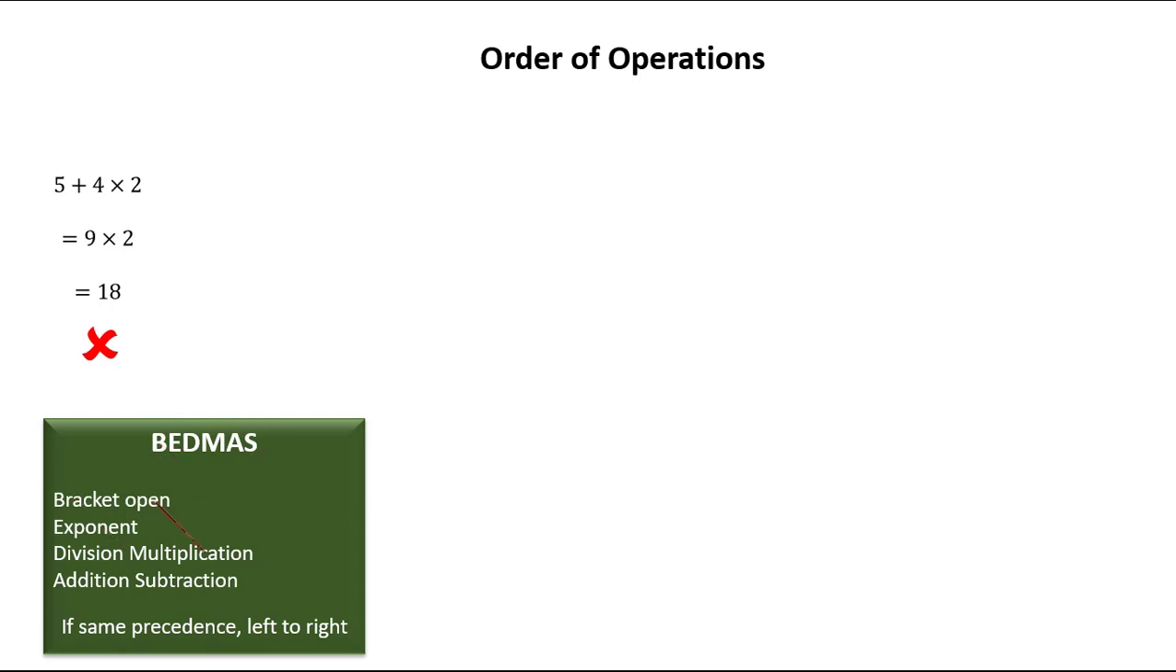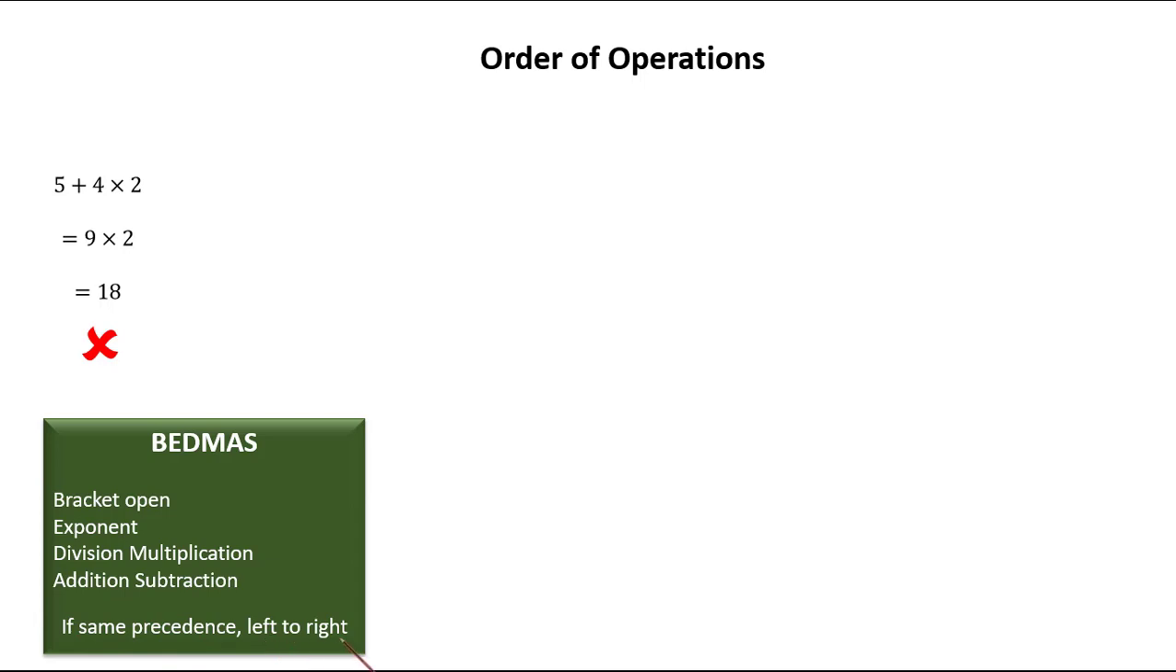So B stands for bracket open, E stands for exponent or exponential power, D stands for division, M for multiplication, A for addition, S for subtraction. Division and multiplication can be done together, or multiplication can precede division or division can precede multiplication. Similarly, the same thing for addition and subtraction. You can do addition first or subtraction first, no problem. But you need to do the division multiplication first, then the addition subtraction. And if division and multiplication are there together, if they have the same precedence, always go from left to right.